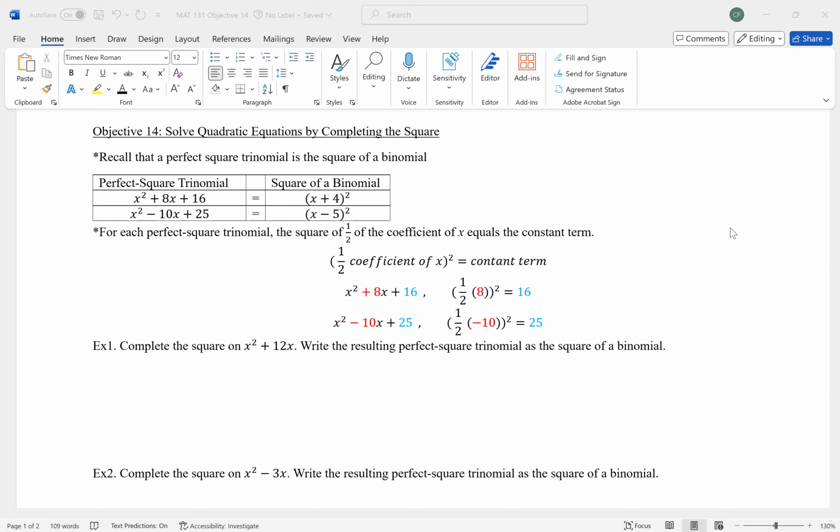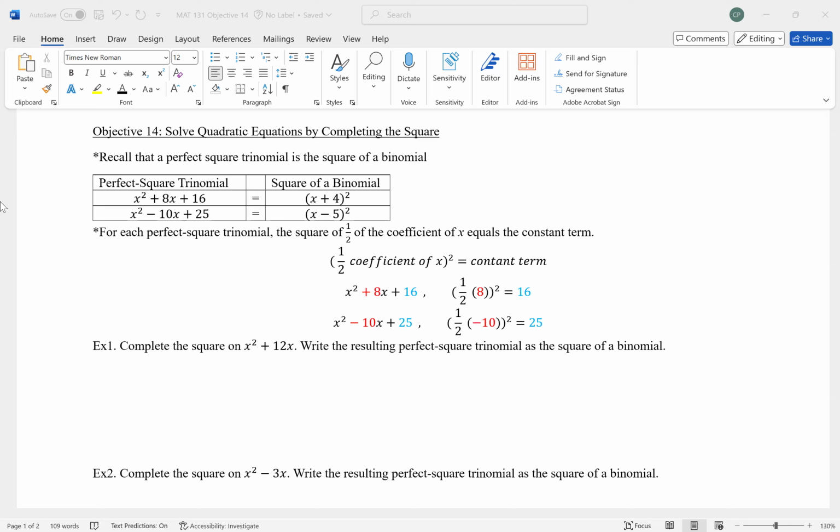Hello, class. Today we are going to cover Math 131, Objective 14. For Math 131, Objective 14, we're going to solve quadratic equations by completing the square.